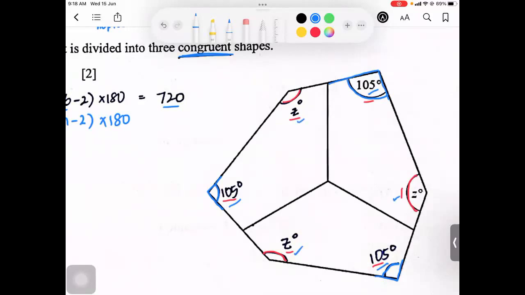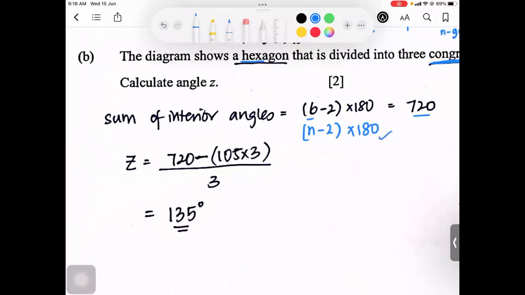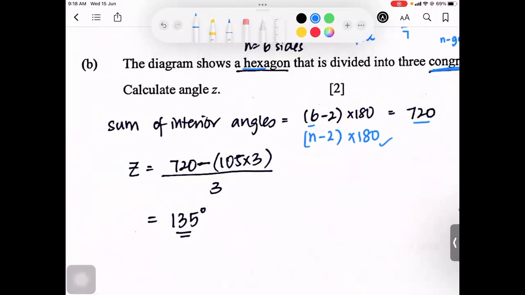Okay, so the second portion, I think most of you know, just need to remember this formula, see whether you know how to remember this formula or not. Okay, so sum of interior angles, this is the value, and then we get the answer accordingly. Any questions?